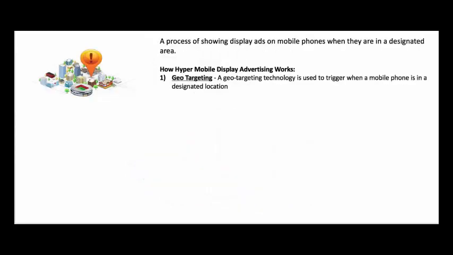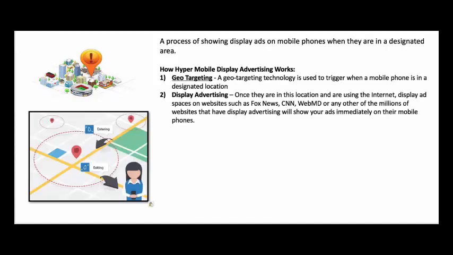Hypermobile is a process of showing display ads on mobile phones when they're in a designated area. So geo-targeting is a technology that's used to trigger when a mobile phone is in that area. You can basically put a fence around an area, which sometimes is referred to as geofencing, so that display ads are shown when someone is in that area. Then once they're in the location and their phone has been pinged, the display ad spaces on websites like Fox, CNN, WebMD, and millions of other places will then have ads whenever they're using the phone in that designated area.